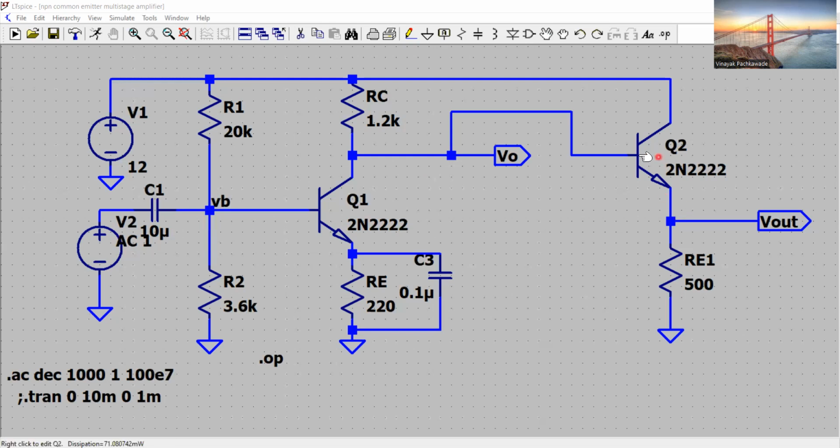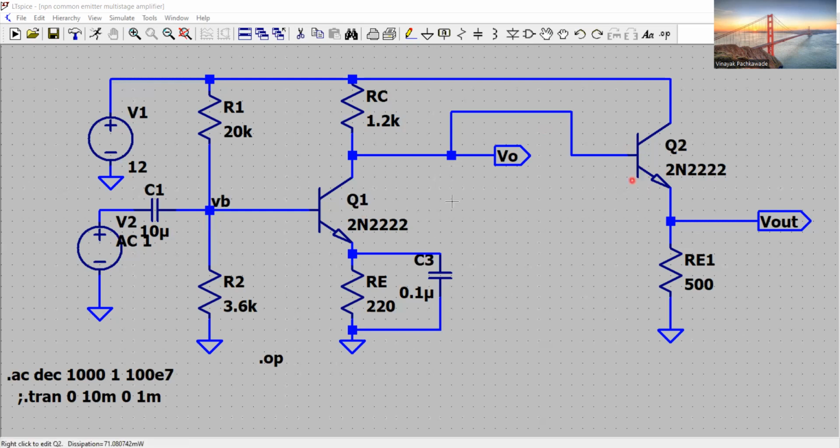In this case, as you can see, the second stage is composed of the common collector, also known as the emitter follower configuration, which has a gain of less than 1 or approximately equal to 1. However, this stage addition provides us the lowest possible output impedance, which is not possible by using only a single stage common emitter stage.